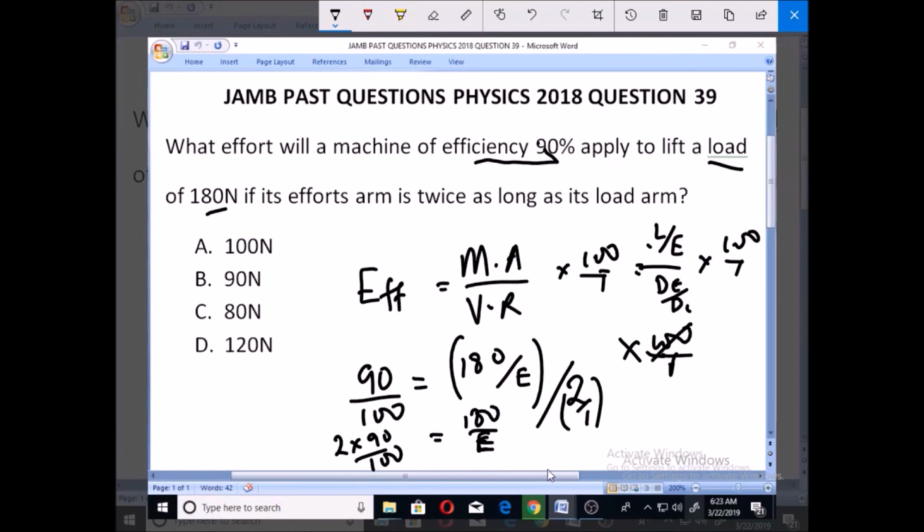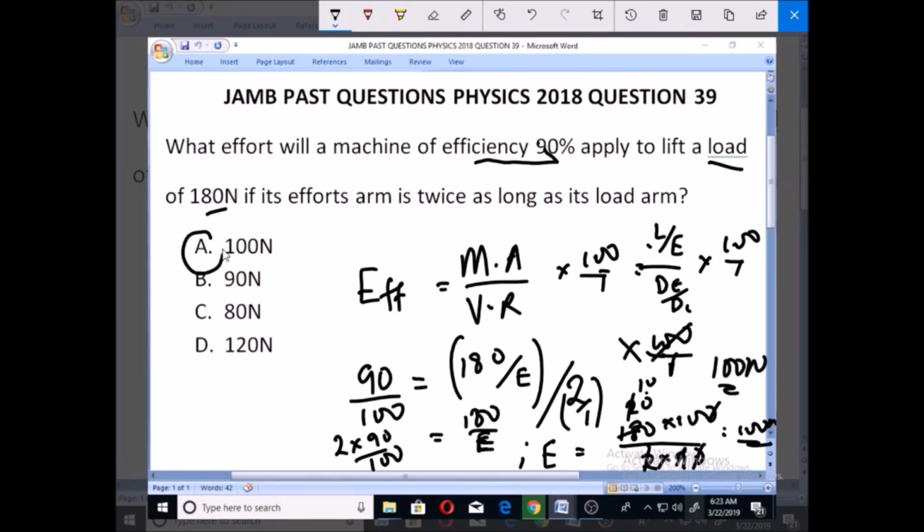So finally, making E the subject, I'm going to have that E is equal to, you cross multiply, it's going to give us 180 times 100 all over 2 times 90. So if I say 0 divides 0 here, then I have 9 into 18 will give us 2, then I have 2 into 2 will give me 1. So I have 10 times 10, which will give me 100 Newton. So my answer is 100 Newton, and that is option A.